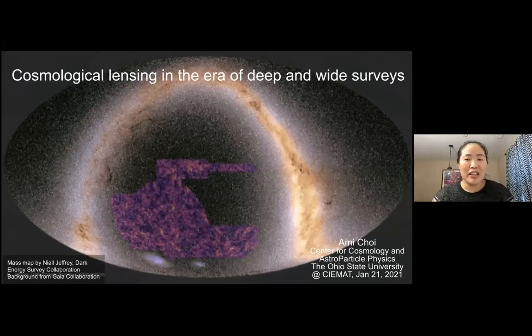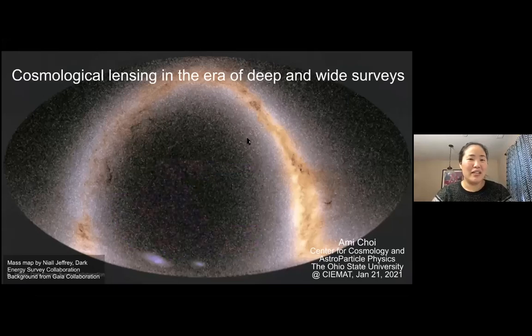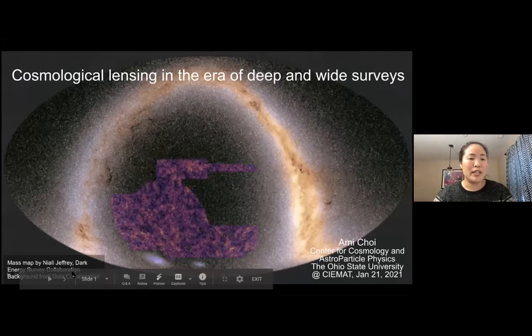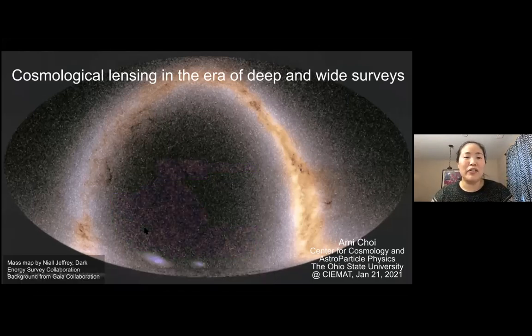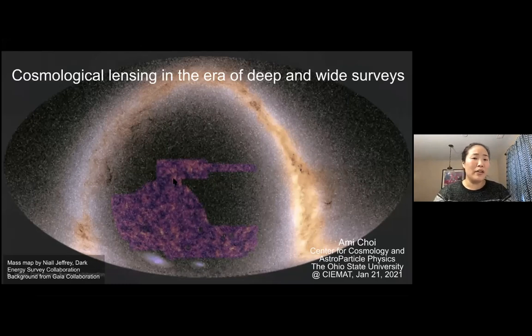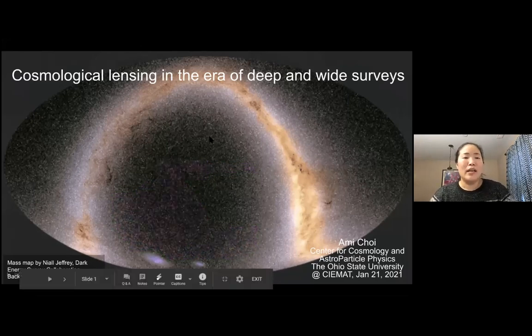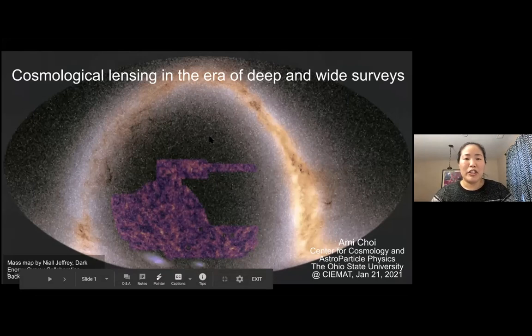And here on the title slide, I have this animated GIF, which was made by one of the Dark Energy Survey members, Niall Jeffrey. And it's a map of the lensing signal over the Dark Energy Survey footprint. And then, of course, in the background is data from the Gaia collaboration.